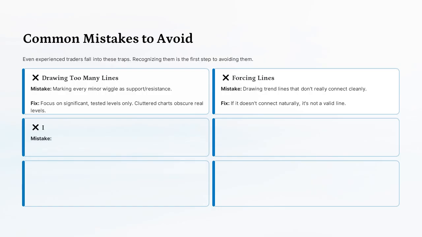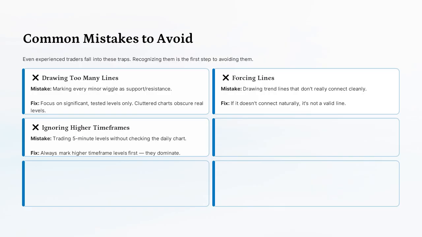Mistake 3. Ignoring higher time frames. A trader finds a nice support level on a 15-minute chart and enters a trade, but they never looked at the daily chart. The daily chart shows price sitting just below a major resistance level. The fix: always mark higher time frame levels first. Start with monthly, then weekly, then daily.